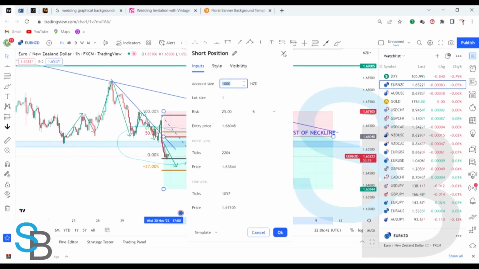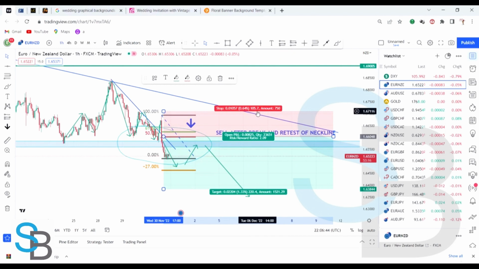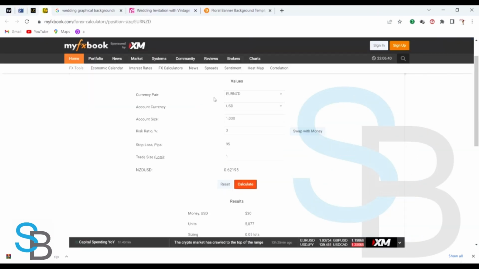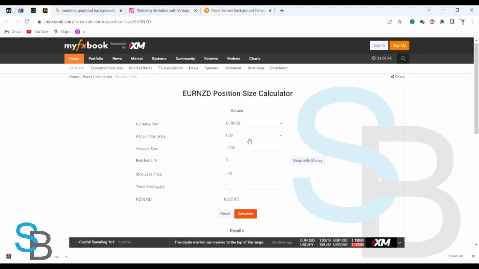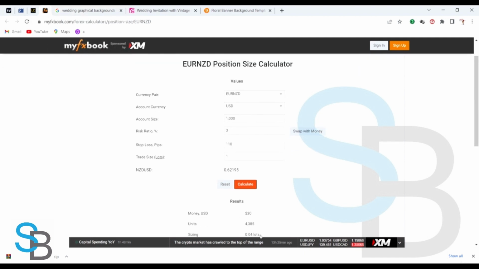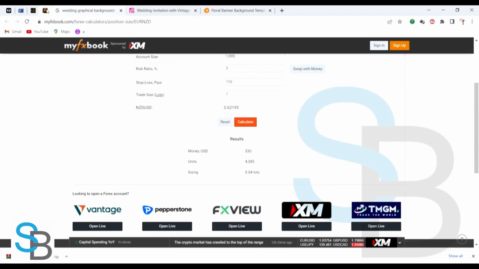So let's adjust this to 110, and then 0.04. I'm going to place the pending order with 0.04 lots.